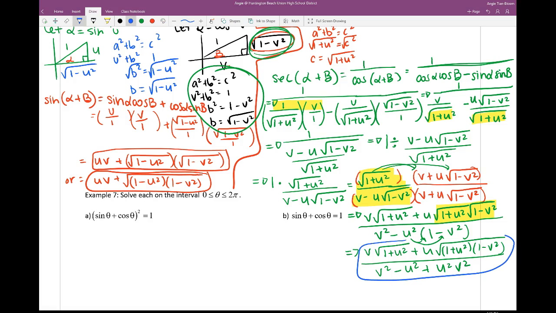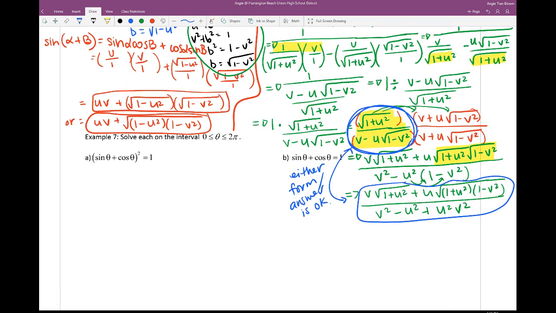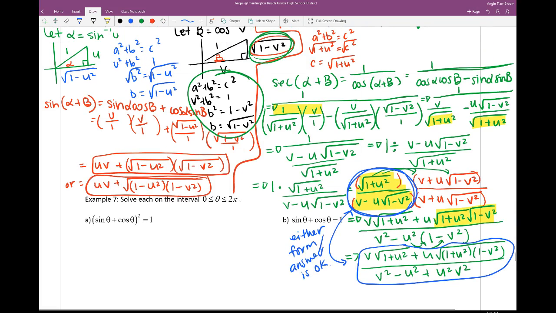Look how ugly that is, right? So that's why, like I said, I will give you full credit if you are able to get down to here. Okay, so this is okay, either form of the answer, it's okay, unless you are in multiple choice and they need you to get rid of the radical, then you have to go further. Okay, this is the end of our example.